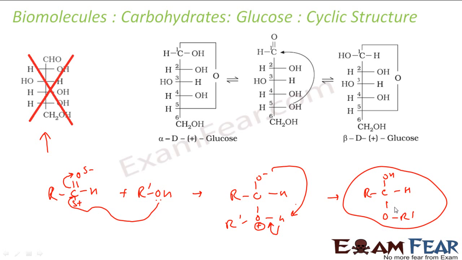This is the reaction to form a hemiacetal. So if you see, this is a hemiacetal. This is a carbon here with an OR group attached, OH, R and H. This is a hemiacetal.